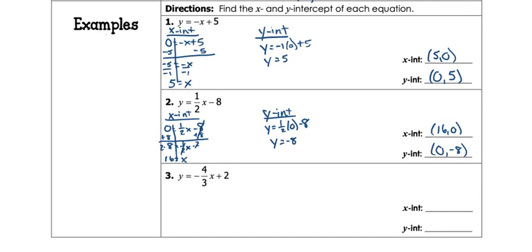Okay, let's try this one. Number 3. I have my x-intercept. If I want to know the x, I put 0 in for y. So I have 0 equals negative 4/3 x plus 2. This is a two-step equation. We're going to go ahead and subtract the 2 from both sides. So negative 2 equals negative 4/3 x.